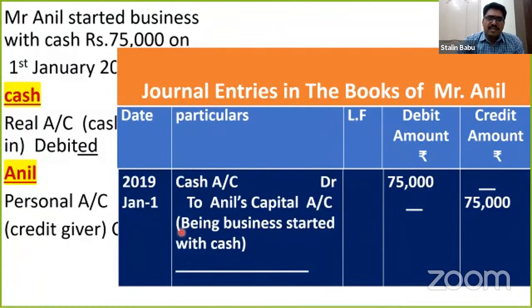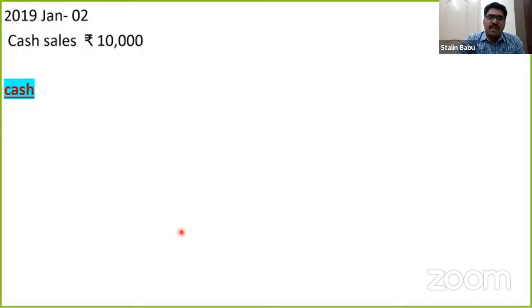Let us see the next one. 2019, January 2nd. Cash sales rupees 10,000. Sales means sale of goods. So here we are selling the goods and we are receiving the cash. What is coming into the business? Cash. What is going out of the business? Goods. So cash and sale. Sale is an income to the business. Purchase is an expenditure to the business.